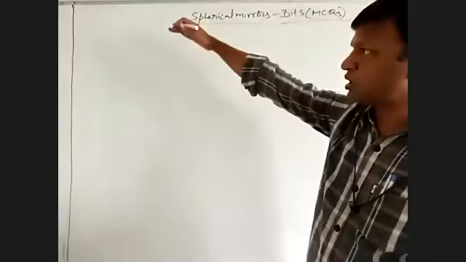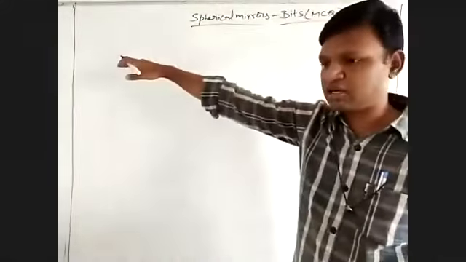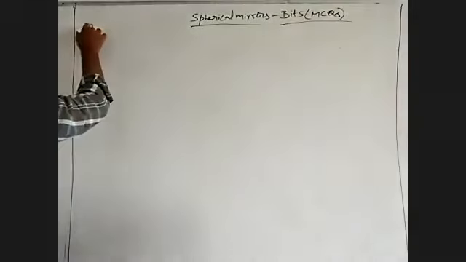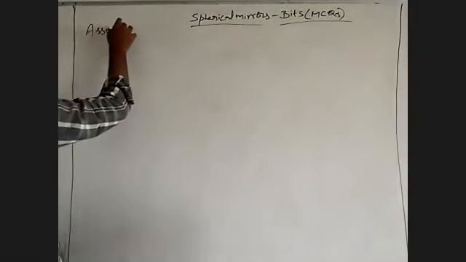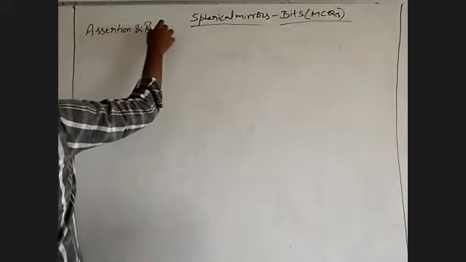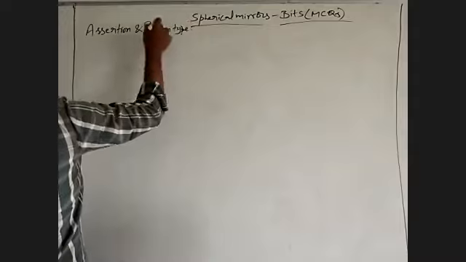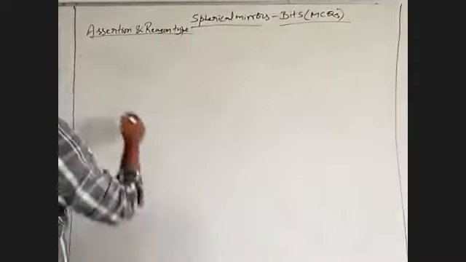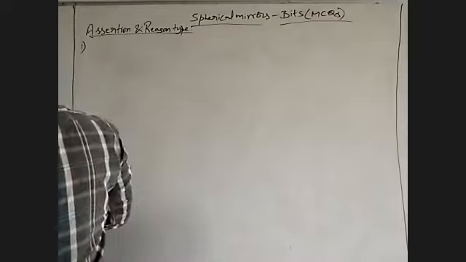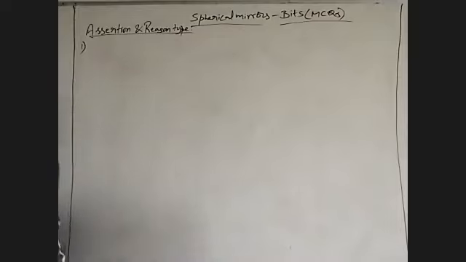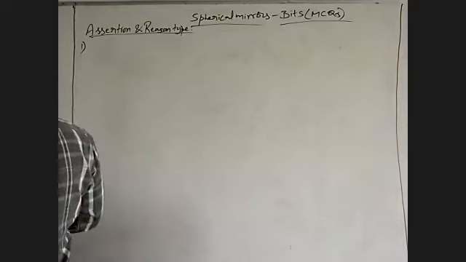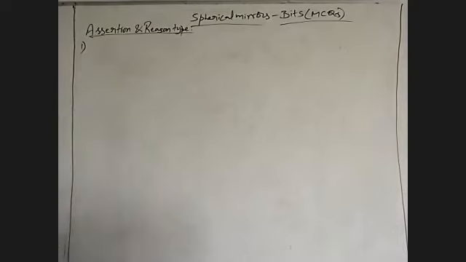Before that, I'll write some choices here itself. So assertion, reason type. So we will have assertion and the reason type. Before that itself, I will write these choices here. Both A and R are true.